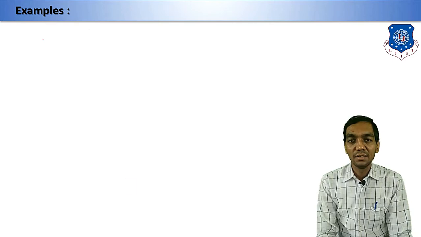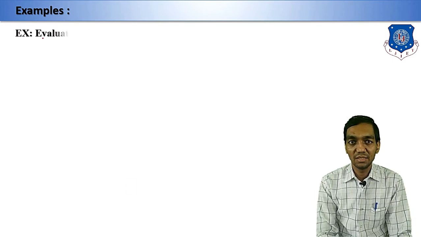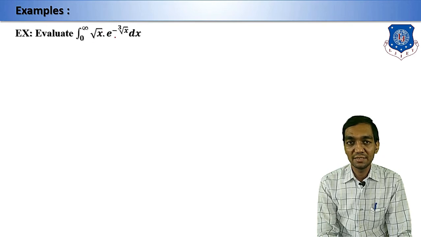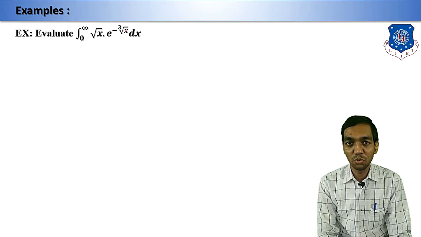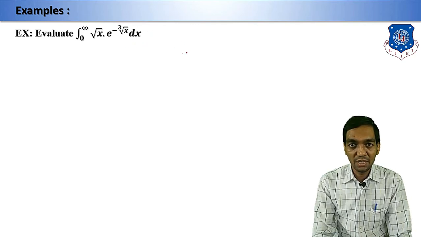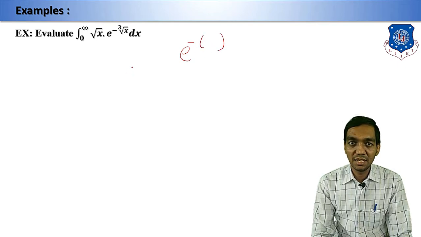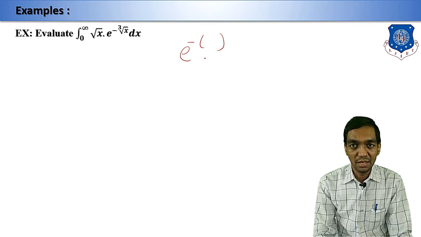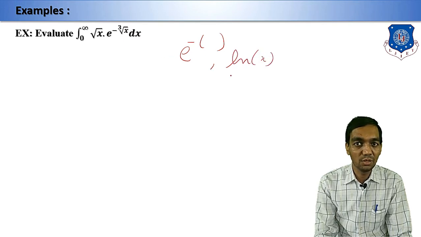Okay. Now we are going to start with another example. Evaluate the integration from 0 to infinity of root x into e^(-cube root of x) dx. Now see, there are two types. If you have e raised to minus something, then it is an example of gamma. Or you have ln x or ln 1/x.